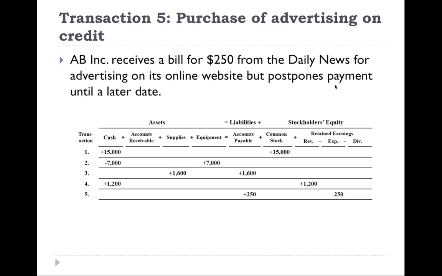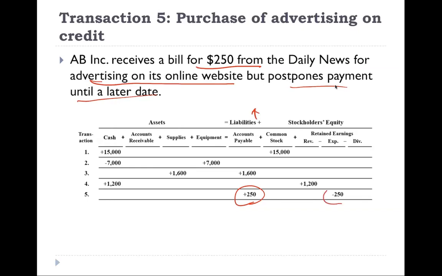So the firm advertised on the Daily News website, and it received a 250 bill for that, but the firm hasn't paid for it yet. So now the firm owes some money to the Daily News, and this is 250. It's accounts payable. It is a liability to Daily News. So liability increased by 250.